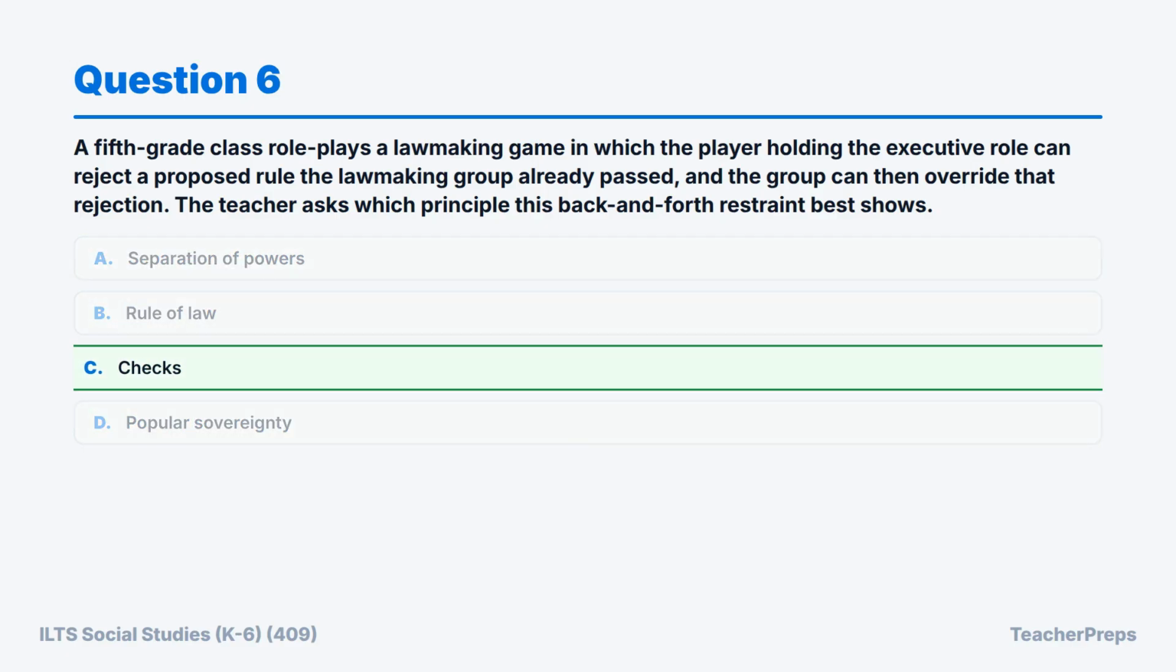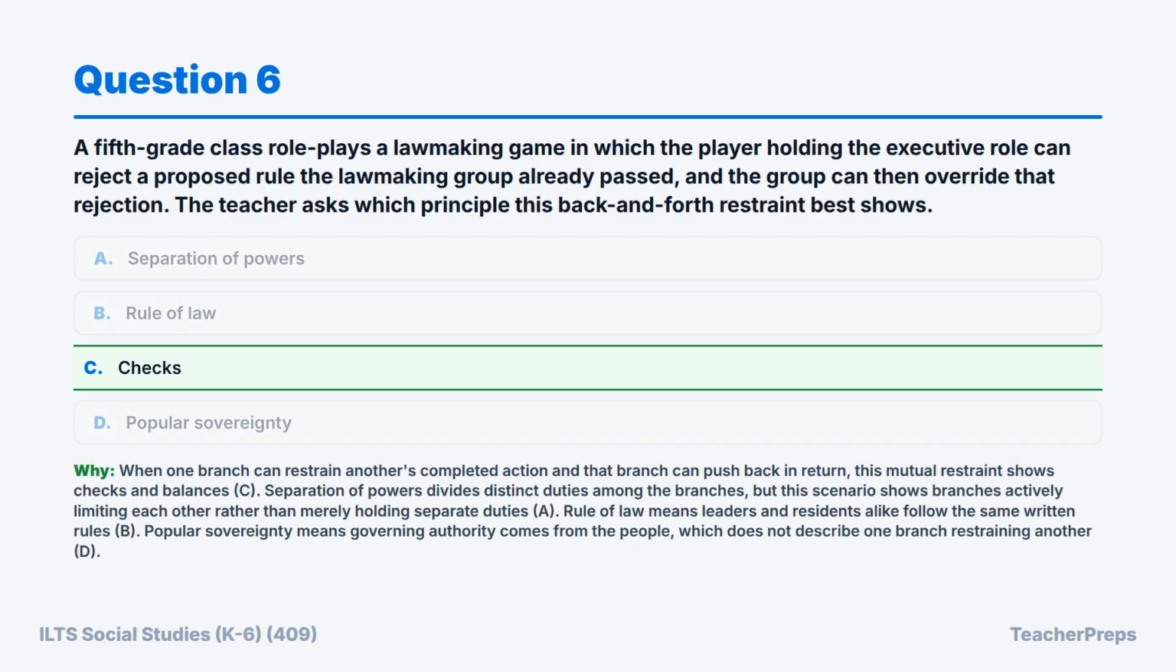The correct answer is C, checks. When one branch can restrain another's completed action and that branch can push back in return, this mutual restraint shows checks and balances. C. Separation of powers divides distinct duties among the branches. But this scenario shows branches actively limiting each other rather than merely holding separate duties.